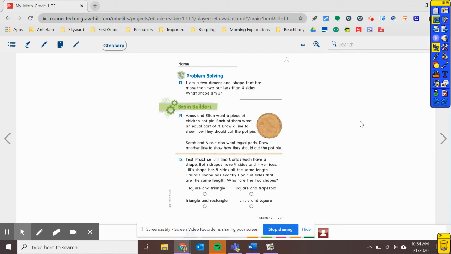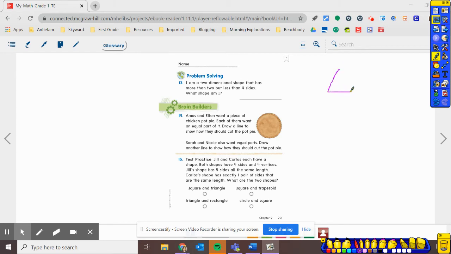So here we go. Number 13. We're going to do a little bit of a riddle. So are you ready? It says, I am a two-dimensional shape that has more than 2 but less than 4 sides. What shape am I? Okay, so if it has more than 2 sides but less than 4 sides, how many sides does it have? What number is in between 2 and 4? 3. So this shape has 3 sides. So what's a shape that we know that has 3 sides? Let's draw it. Ready? 1, 2, 3. So it's a triangle. So we're going to write the word triangle here.